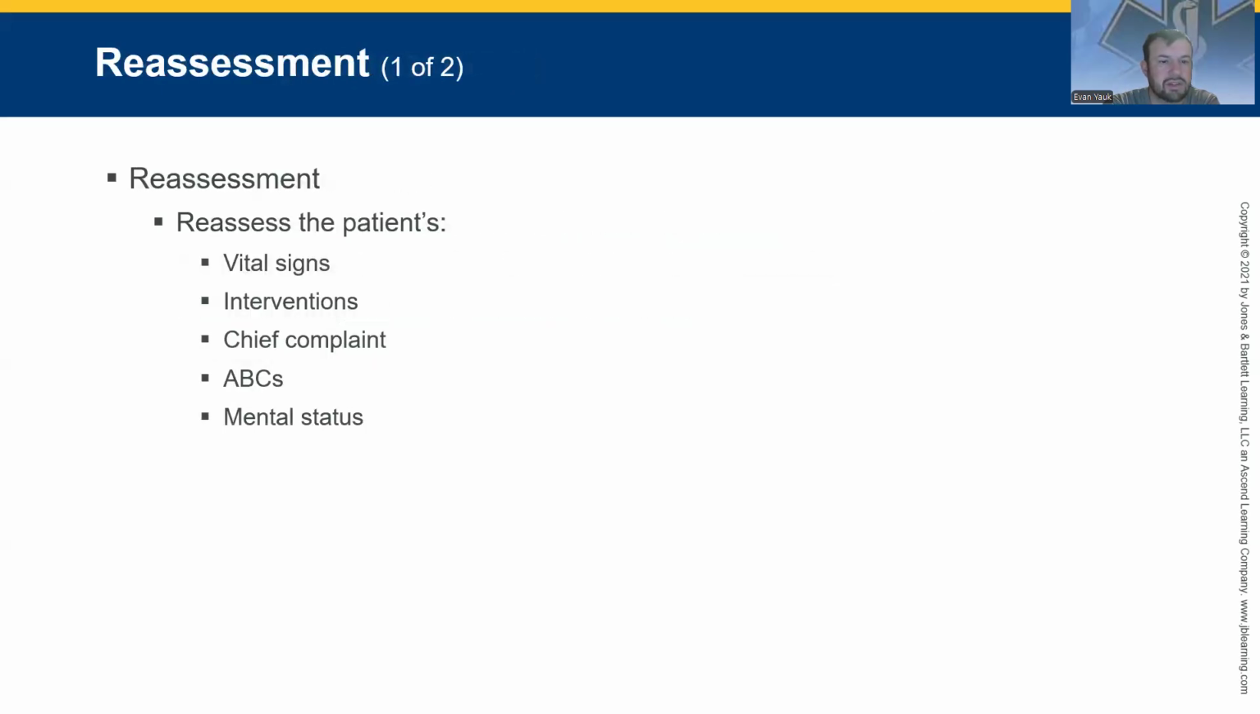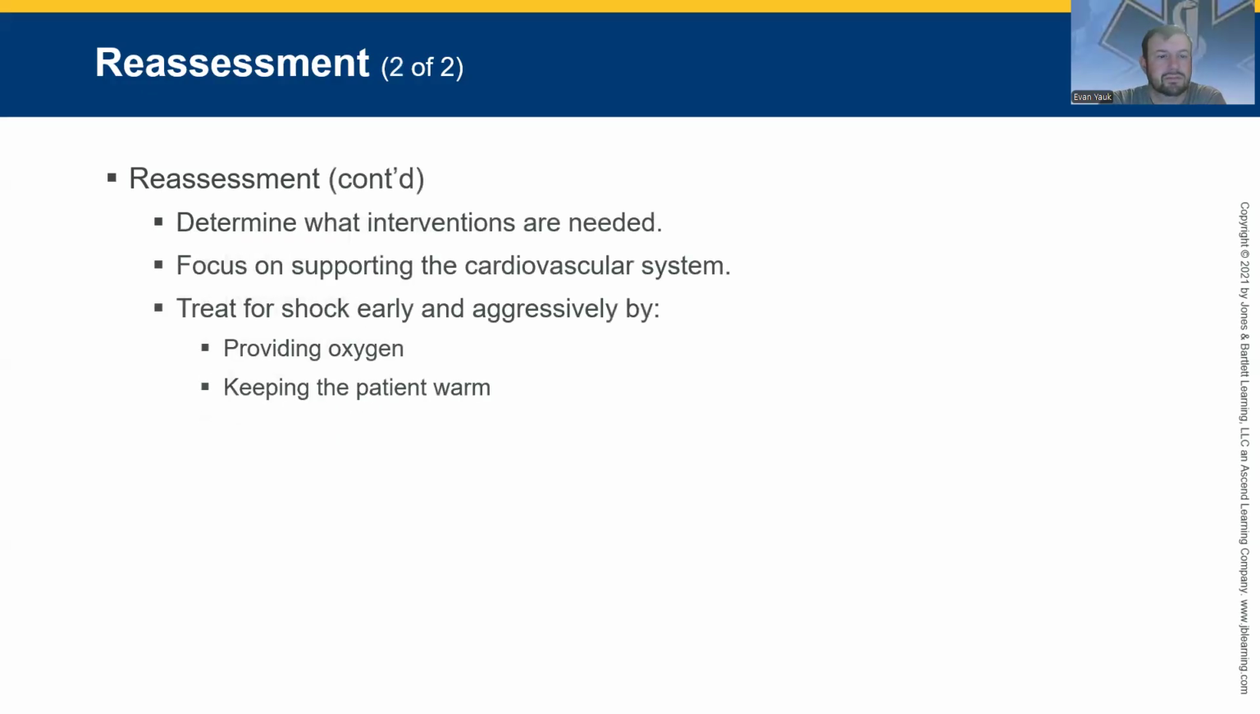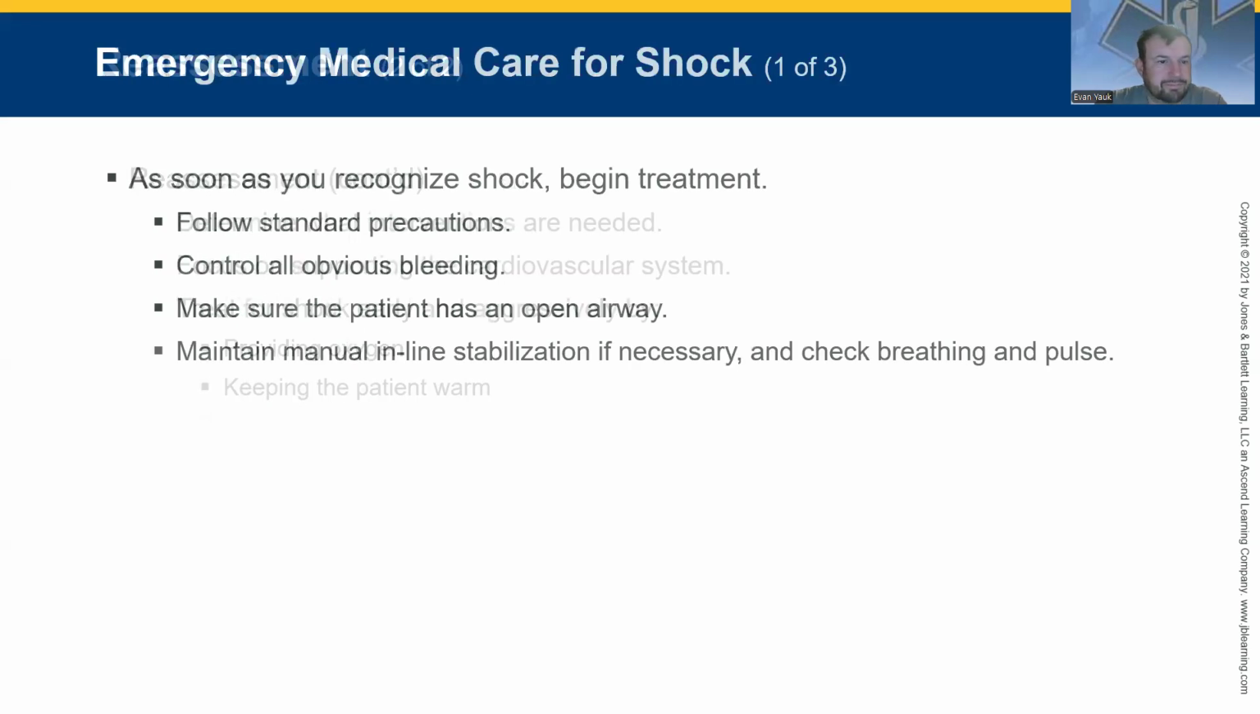Reassess the patient's vital signs, interventions, chief complaint, ABCs, and mental status. This is one of them that every 2 minutes, 3 minutes. I know the book says every 5 minutes we reassess an unstable patient. When you are done assessing, you reassess. Determine the interventions that are needed. Focus on supporting the cardiovascular system. Treat the shock early and aggressively by providing oxygen and keep that patient warm.